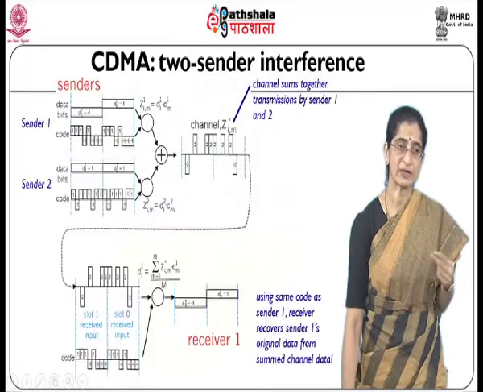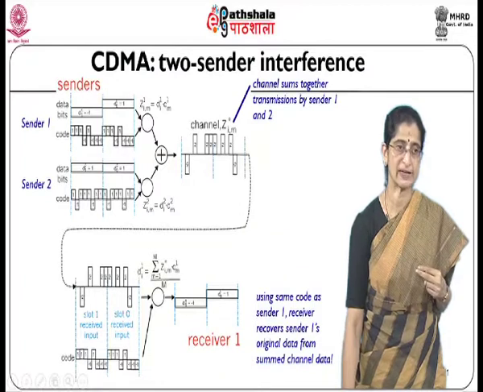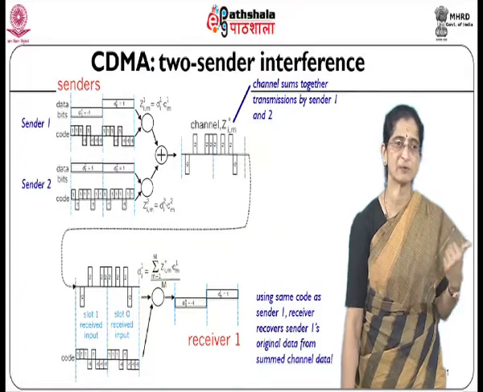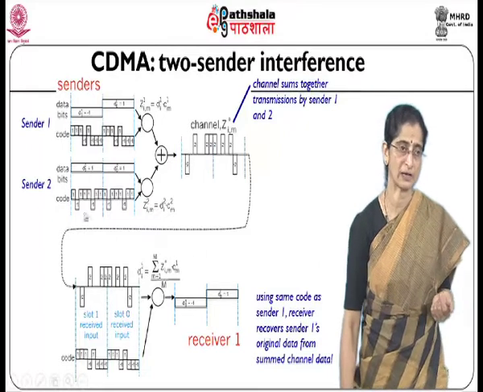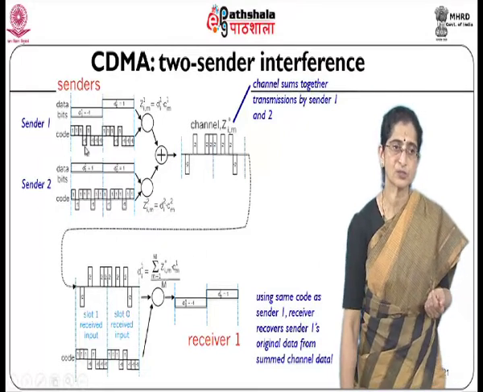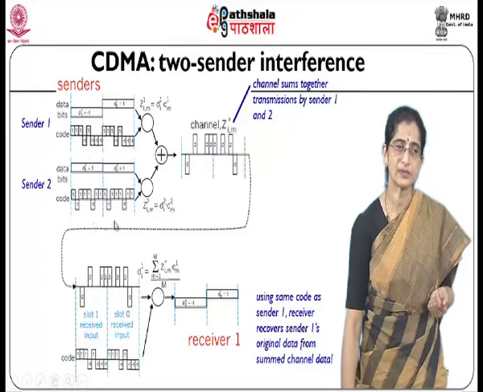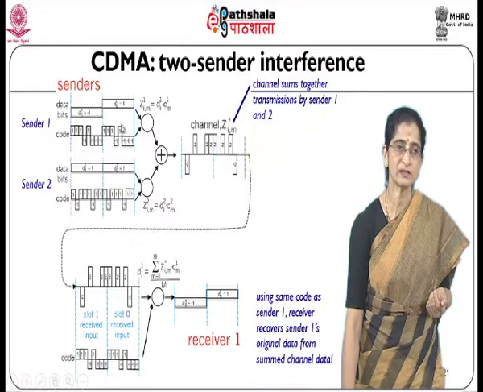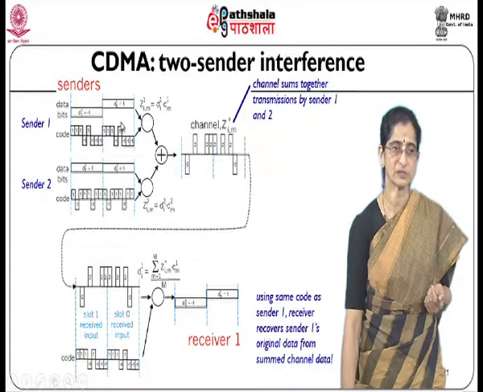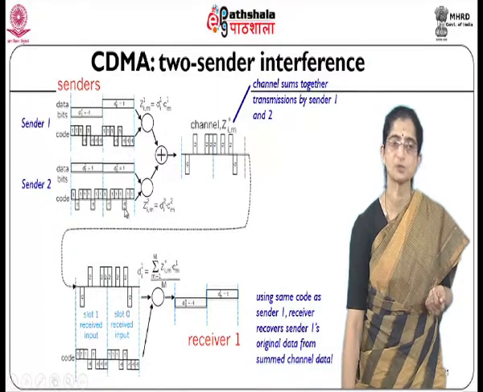So let's look at what happens when we have two users sending data simultaneously. Here we saw an example where only a single user was sending. Suppose two users are sending data simultaneously. Let's look at what will happen. Sender 1 has got this code. Sender 2 you can see has a different code. He is also transmitting a 1, but you can see that the codes used by the two are different.